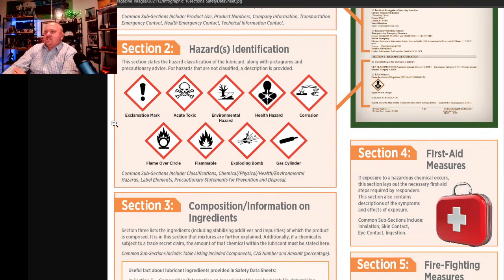Another section that you may see is hazards identification. This section states the hazard classification of the lubricant or chemical. They're using lubricant as an example in this infographic here. The chemical, along with pictograms and precautionary advice. For hazards that are not classified, a description is provided. These are the different classifications. Common subsections include classifications, chemical, physical, health, environmental hazards, label elements, precautionary statements for prevention and disposal.